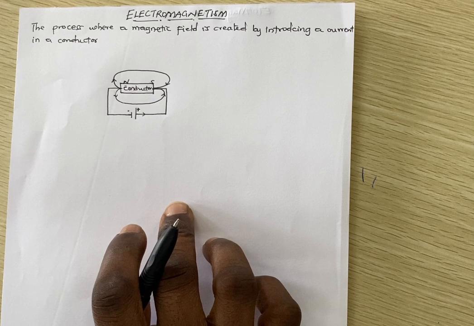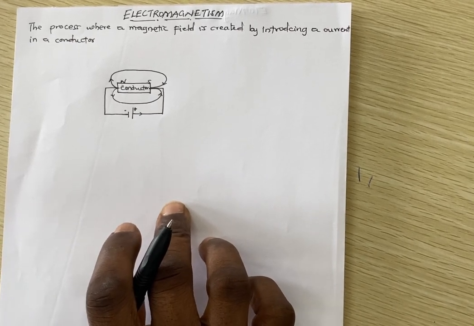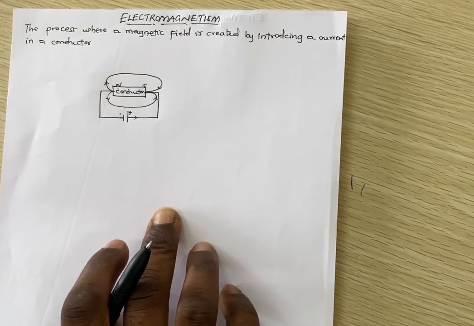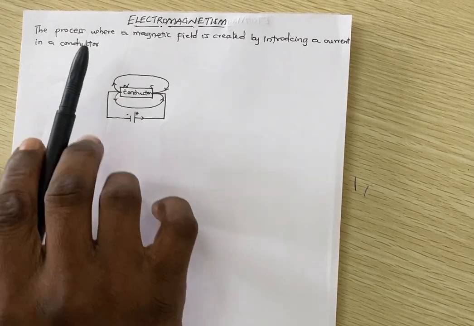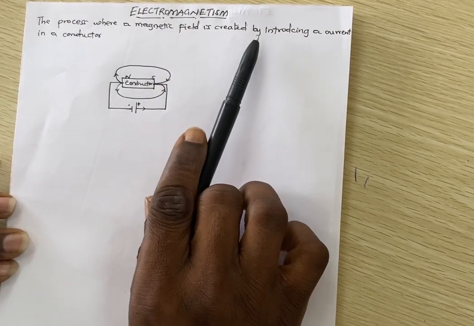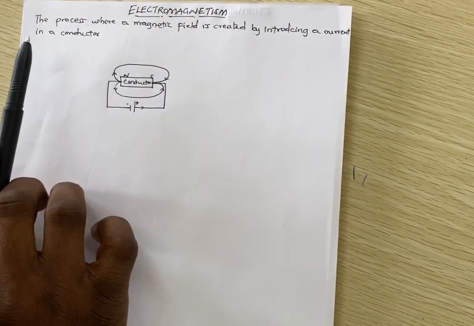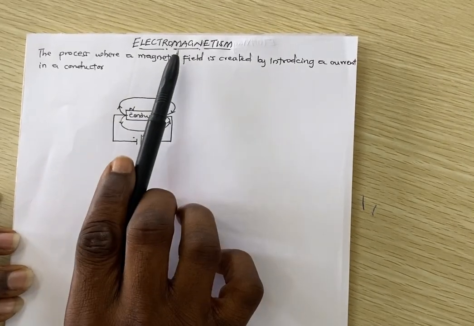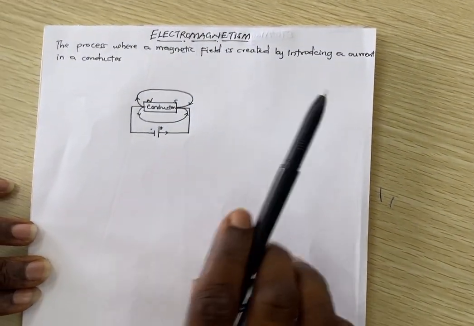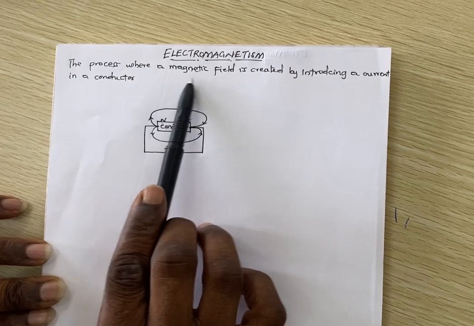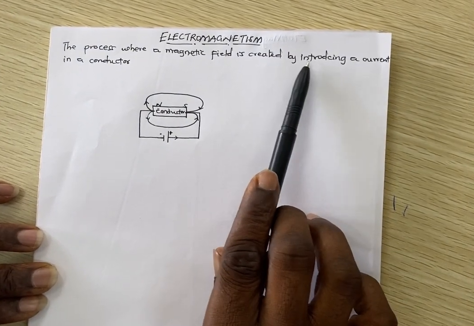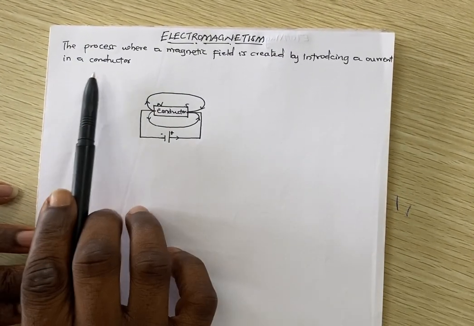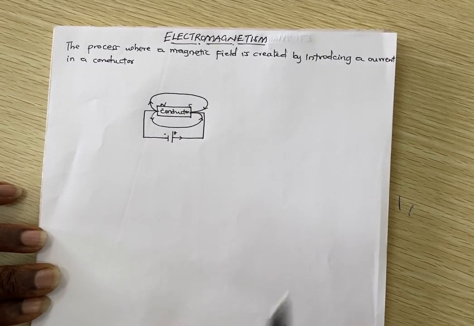In today's lesson, we'll be talking about electromagnetism. So, what then is electromagnetism? The process where a magnetic field is created by introducing a current in a conductor is what we term as electromagnetism. So, I'm taking it again. The process where a magnetic field is created by introducing a current in a conductor is electromagnetism.